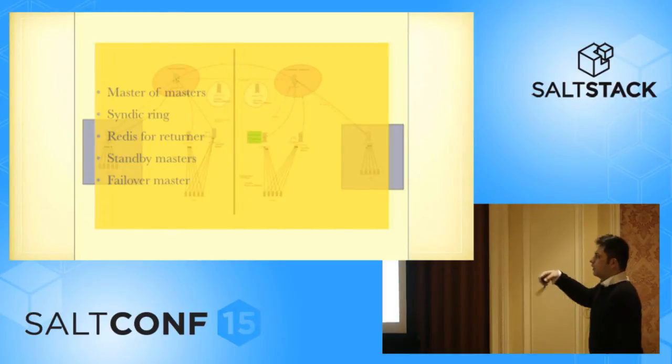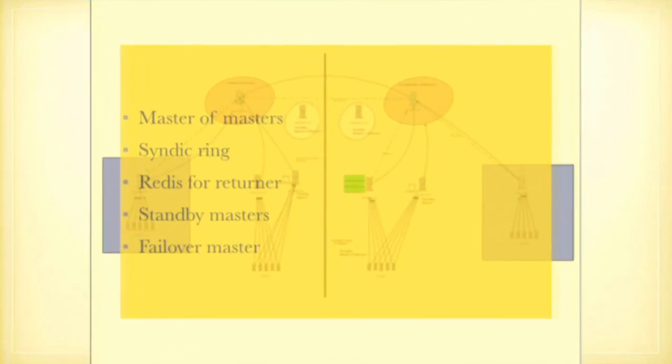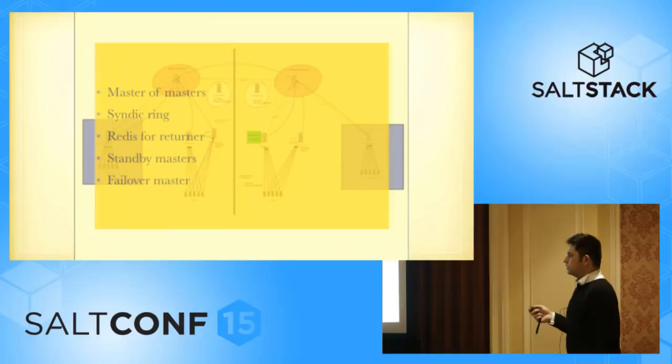We have a master of masters. We have a syndic ring. There are multiple other masters who are subscribing to the master of masters. And then there are some standby masters and failover masters. This is not a highly available setup. However, it's very easy for anybody to fix if a master goes away. So I'll tell you how it happens.